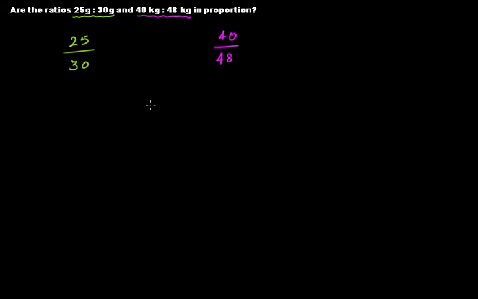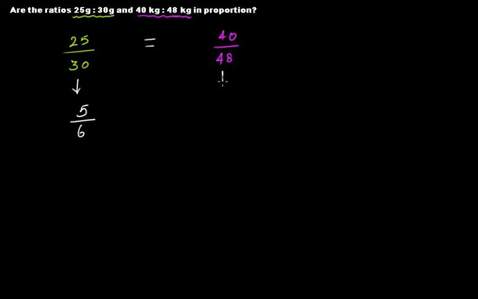Now, they will be in proportion only when these two ratios are actually equal. If these two ratios come out equal, then they will be in proportion. 25 and 30, let's solve this one first. To simplify 25 and 30, we first find the highest common factor of 25 and 30, which is 5. If I divide 25 by 5, that will be 5. If I divide 30 by 5, it will be 6.